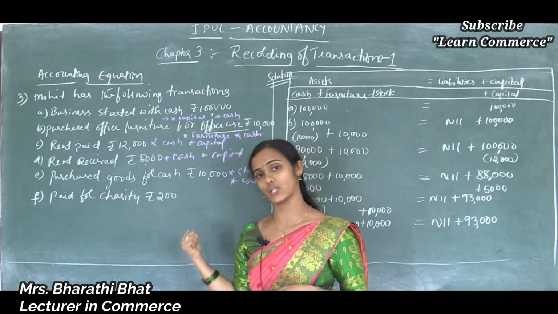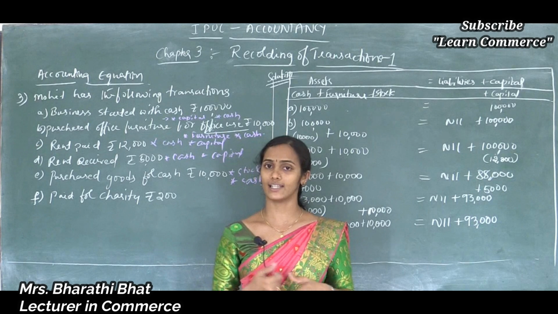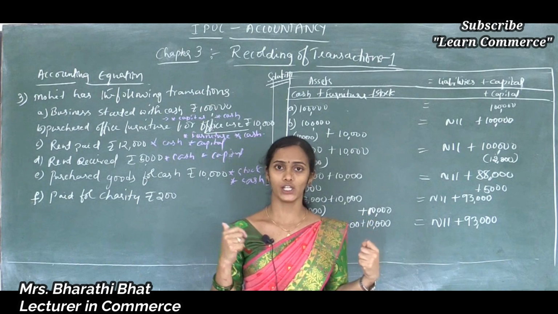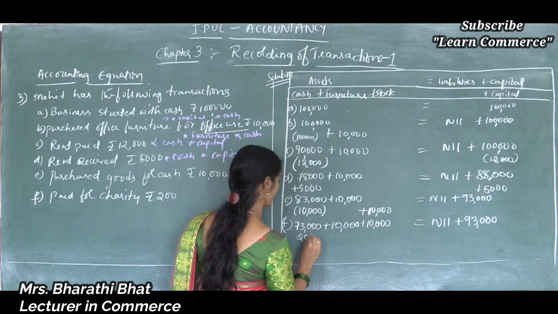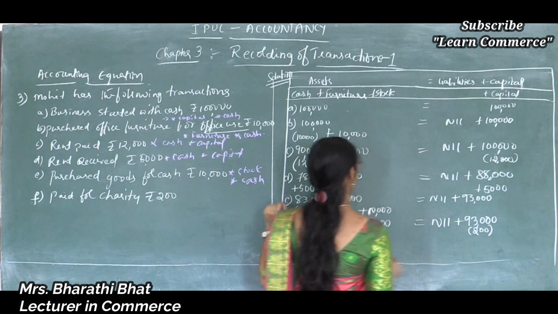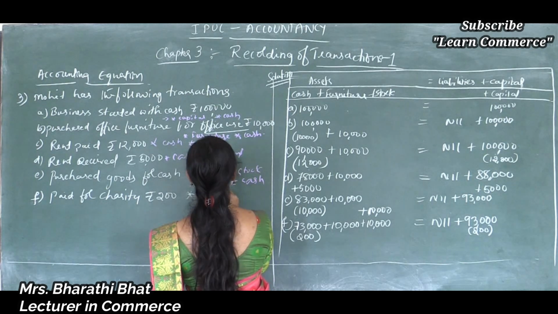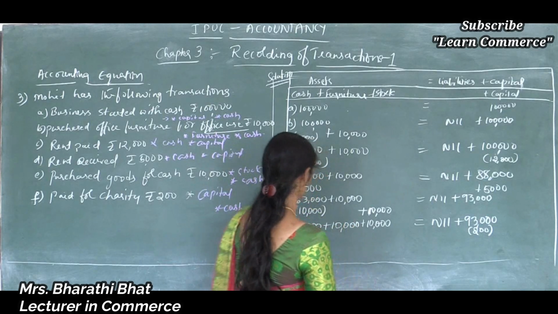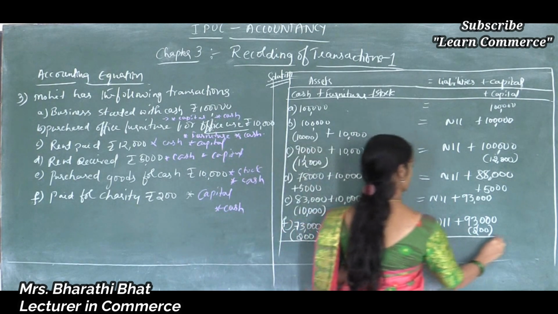But here paid for a charity. Charity is an expense like wages, salary, commission, like that. So what should we do? We need to deduct the same amount from cash as well as from capital. So charity paid how much? 200. So here 200 deducted. What are the two accounts affected here? One is capital, another one is cash. Clear? So 200 deducted here, 200 deducted from capital.